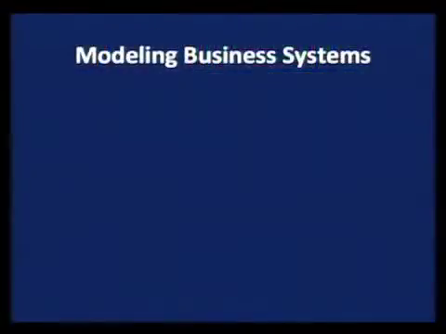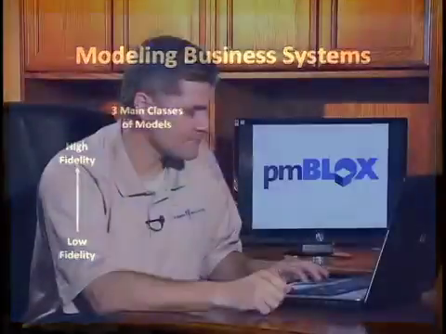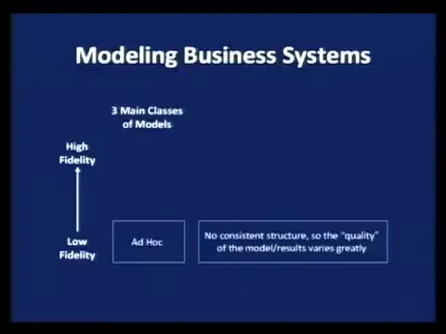There are three main classes of models, and they range from low fidelity to high fidelity. Here, let's let fidelity represent the robustness or the reality that's captured within that model. At the lowest level of fidelity, you have ad hoc models, and these are just models that are kind of thrown together however. There's no consistent structure, and the quality can vary greatly, depending on who's building the model.